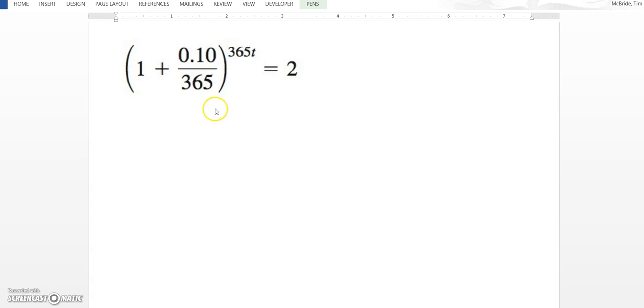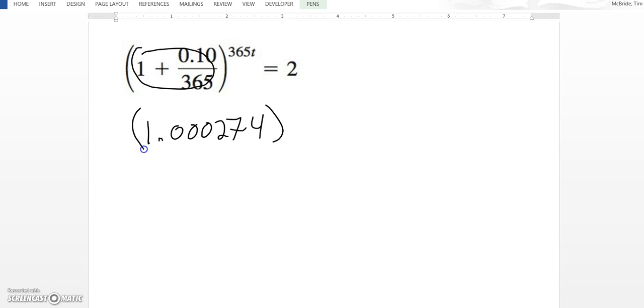Okay, another example. We want to solve this for t. So first of all, I would just crank this out in the calculator, and that is 1.000274. I would go out several decimal places here because when you round off, it could make a lot of round off error. So that to the 365 times t equals 2.